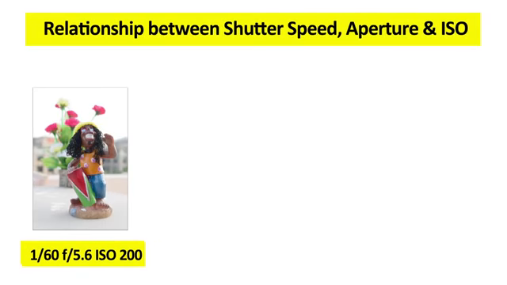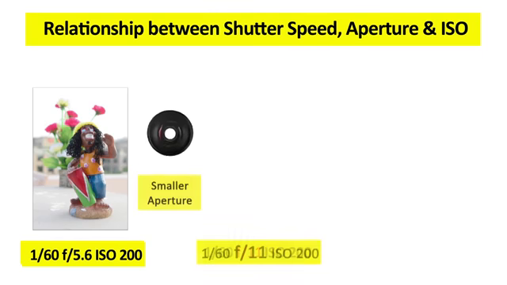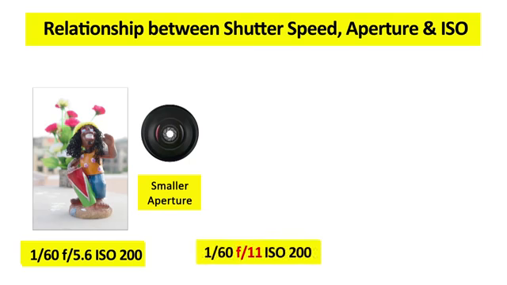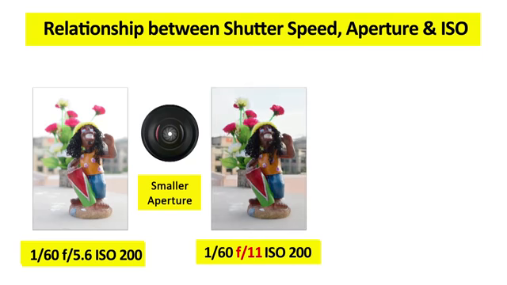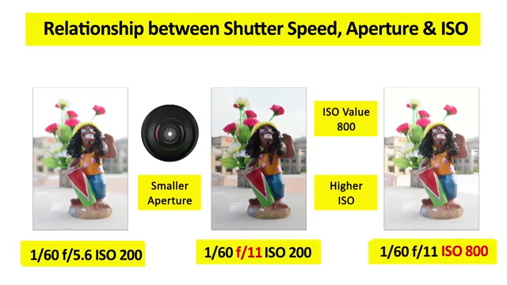Here is an image that has been shot at 1/60th of a second with aperture f5.6. In order to get more background in focus, the element that we will change in our camera would be the aperture. So we increase the f number to f11 so that we get a smaller aperture. Once we do that, the image tends to appear underexposed. In order to balance the exposure, we will simply increase the ISO number to 800, so that we get a very well exposed photograph without changing the shutter speed or aperture.